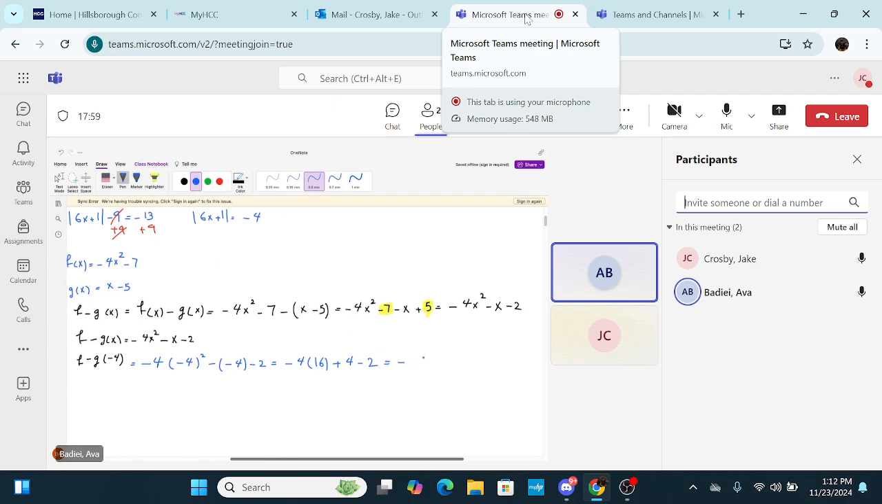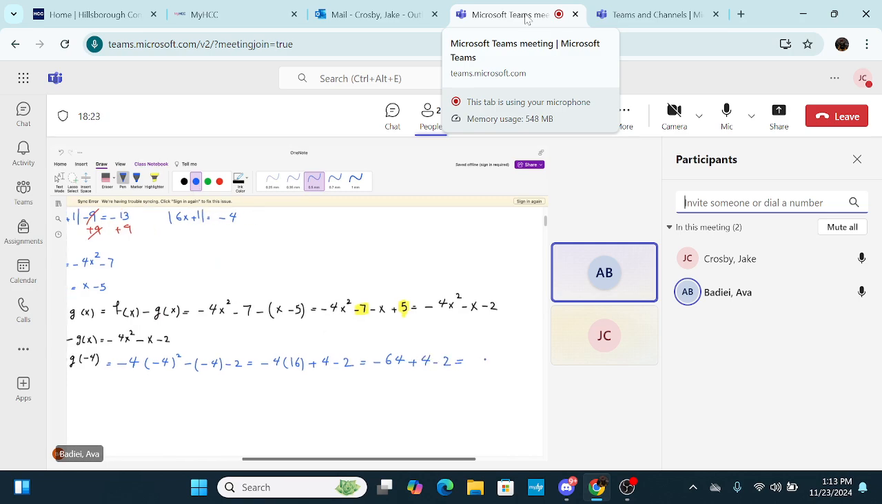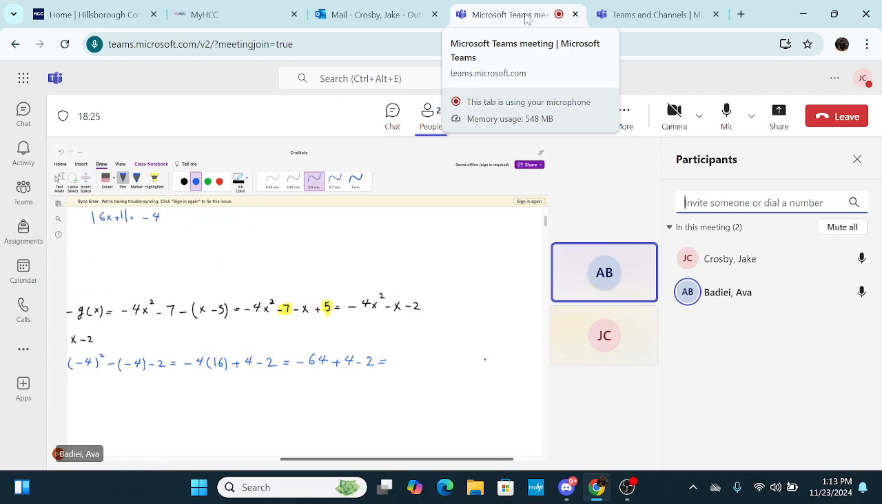Negative 4 times 16 plus 2. That's it. So negative 4 times 16 plus 4 minus 2. Now negative 4 times 16 is negative 64, I think. Let me see. Yep. So this is negative 64 plus 4 minus 2. And what is going to be the answer if you do that?